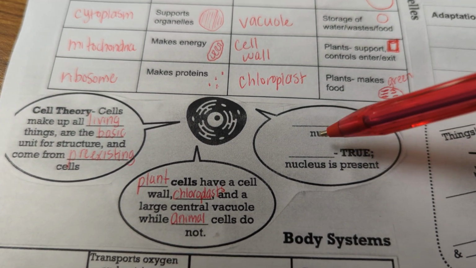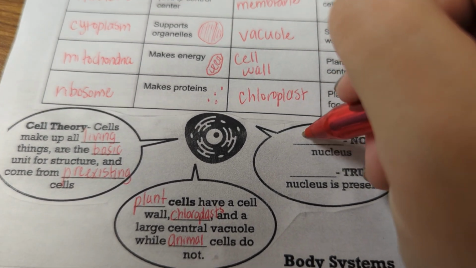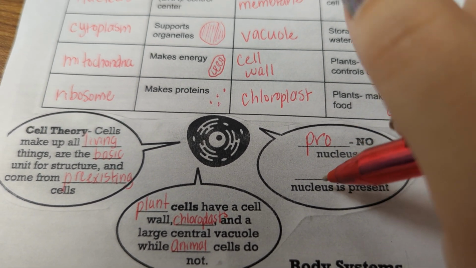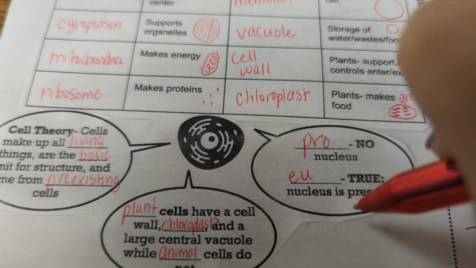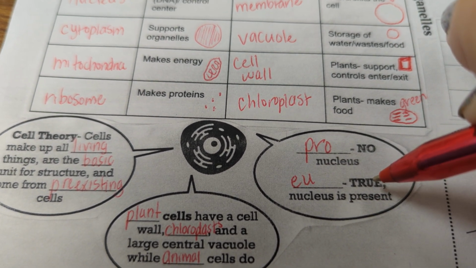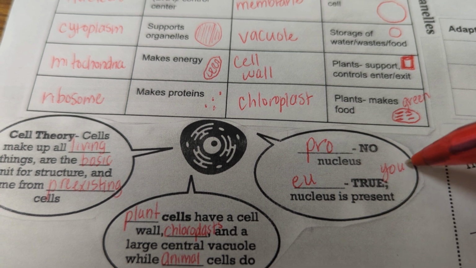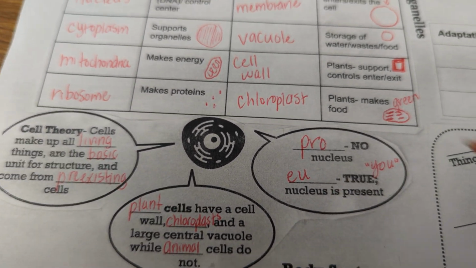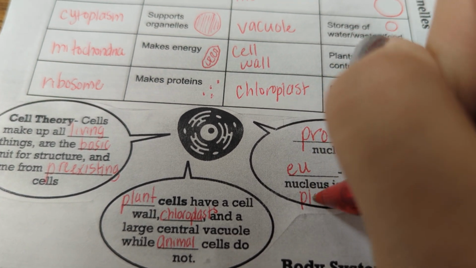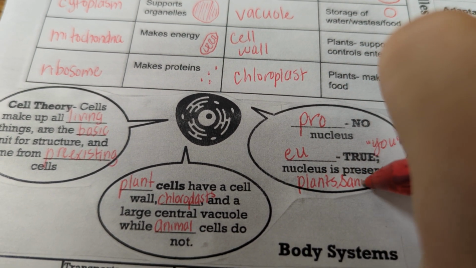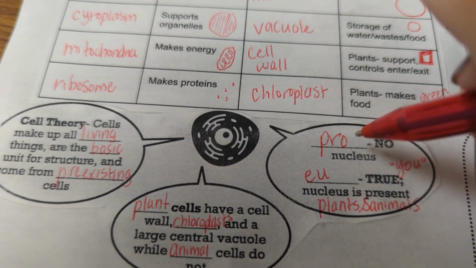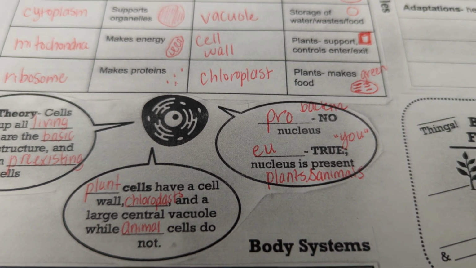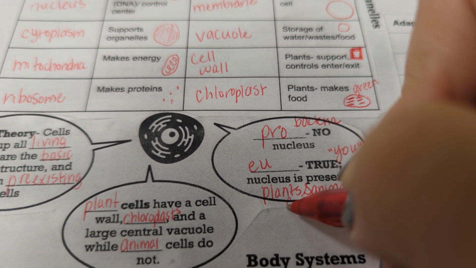There's 2 major types of cells, prokaryotes and eukaryotes. So pro equals no. They have no nucleus. For eukaryotes, that's true, or I also say you, because all animals are eukaryotes. So for eukaryotes, that's your plants and animals. And for prokaryotes, that's like your bacteria. Plants, animals, fungi.